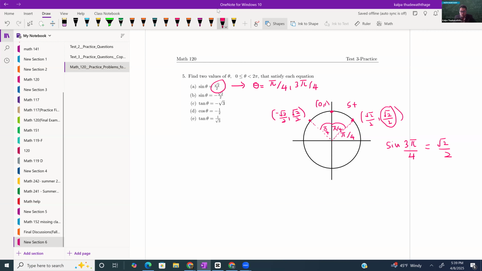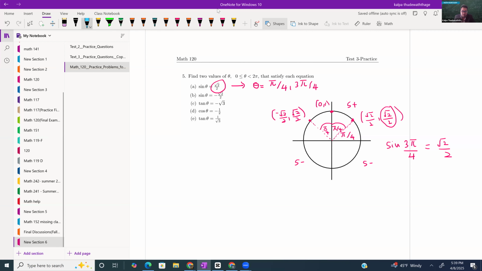Can I get sine of an angle equal to √2/2 here? No, because sine is negative here. Sine is also negative in the fourth quadrant. I know sine will be positive in the first and second quadrants. So therefore, I can find two theta values. The sine of those angles will be √2/2, which are pi/4 and 3pi/4. So first, that's what you want to do.